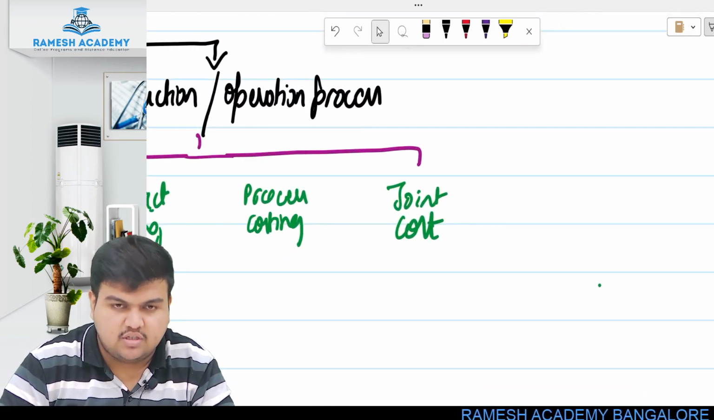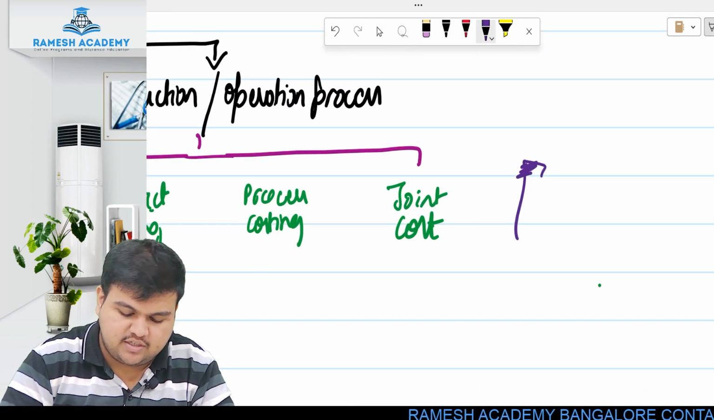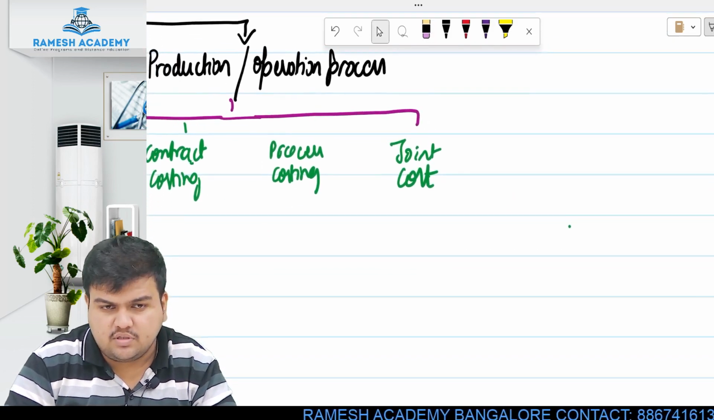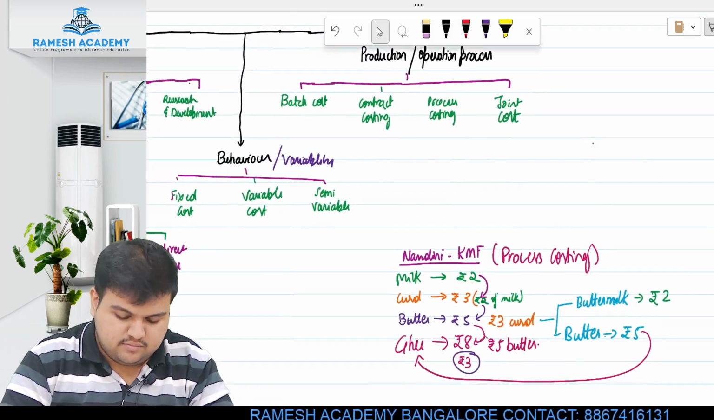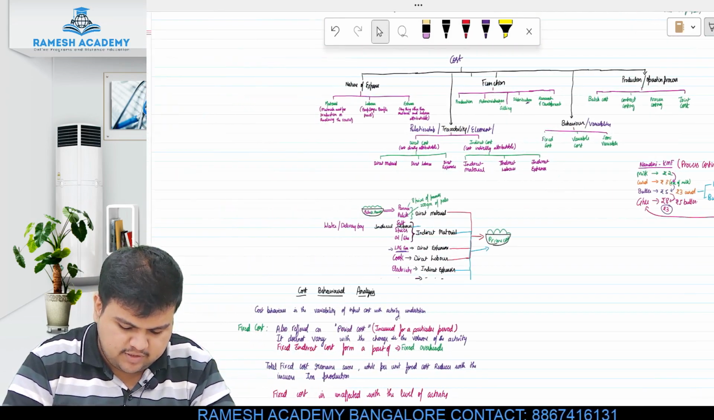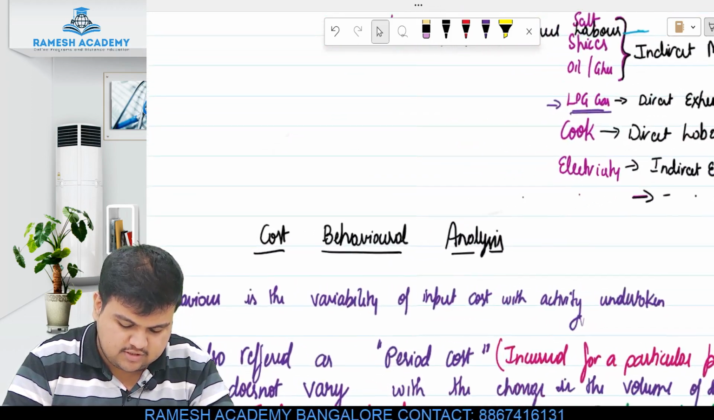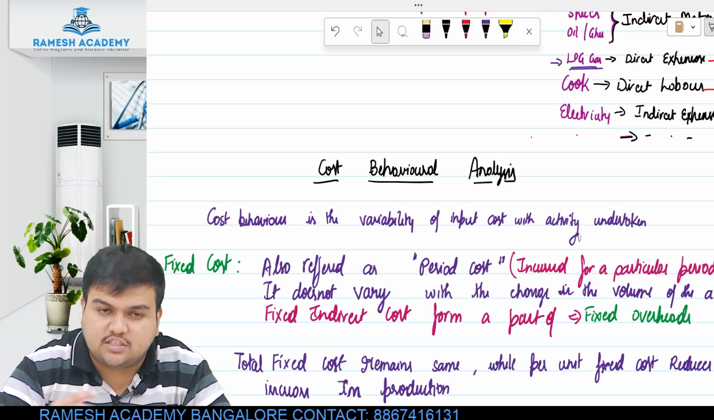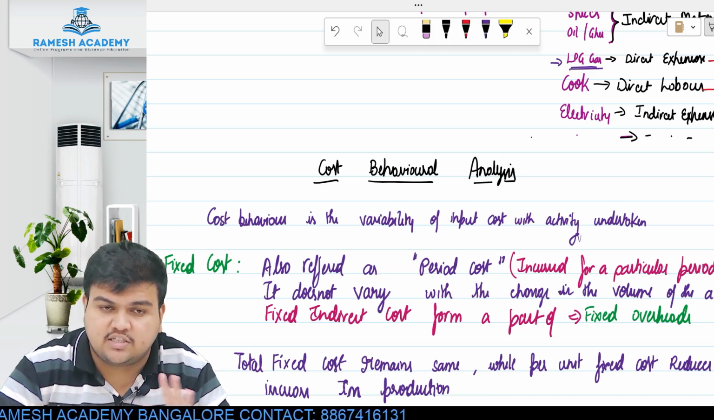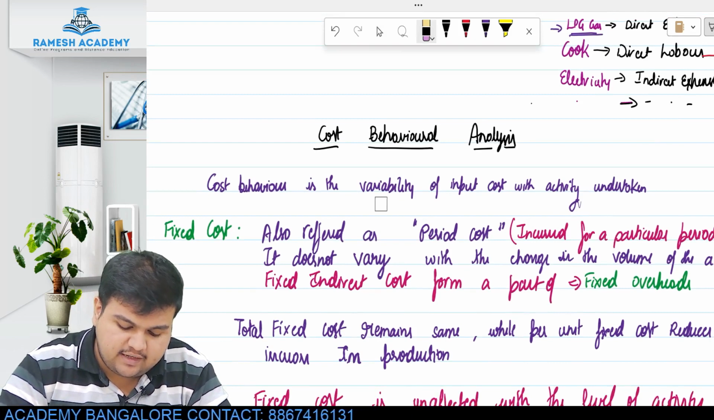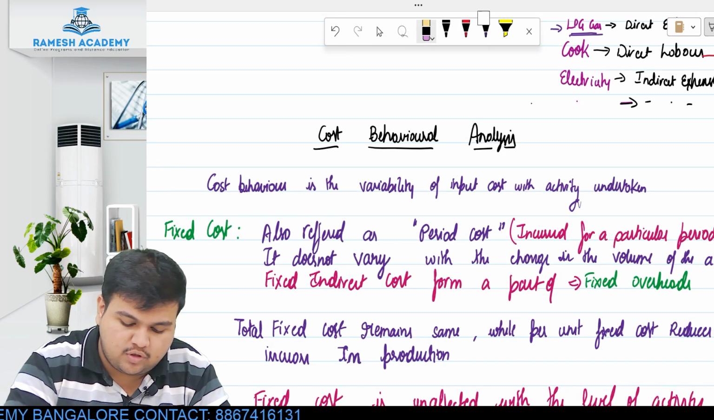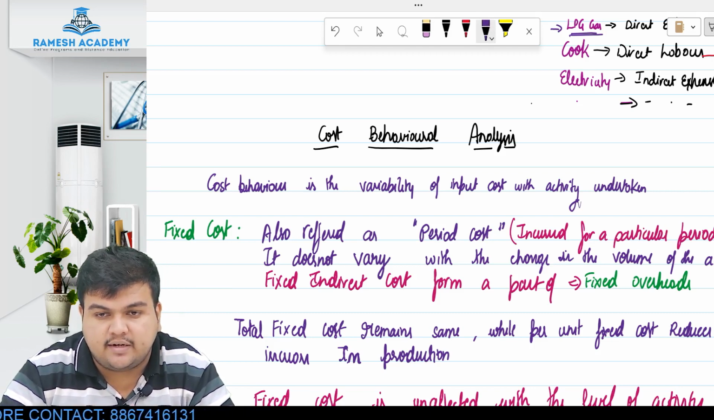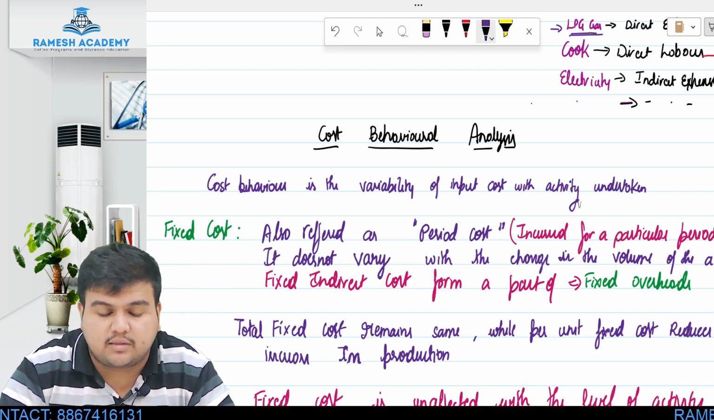Joint cost is incurred probably in the petroleum industry when transforming crude oil into petrol, diesel, everything. So the next topic that we are going to discuss is cost behavior analysis. Just now we said behavioral analysis, that we will be discussing in detail. The behavioral analysis is based on the variability of the input of the activity undertaken, how the activity undertaken affects the variability of the output, like price.